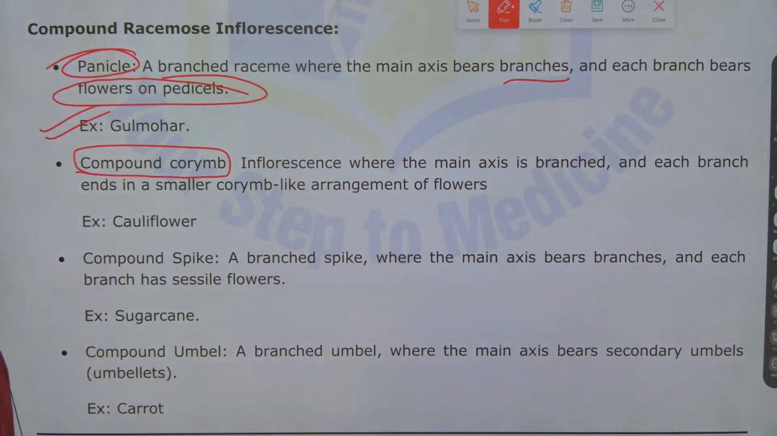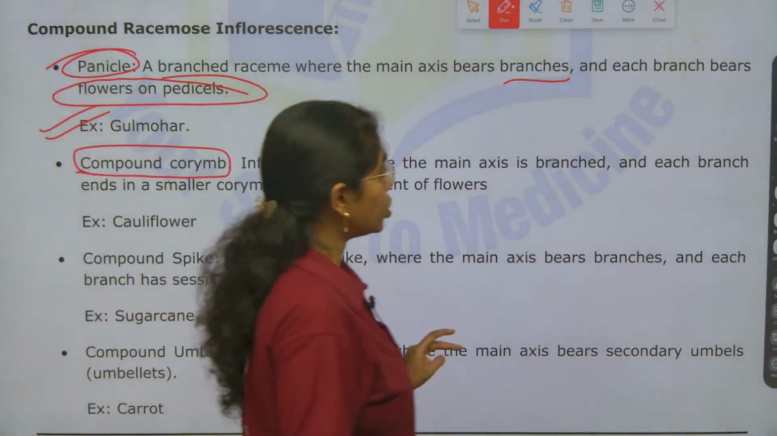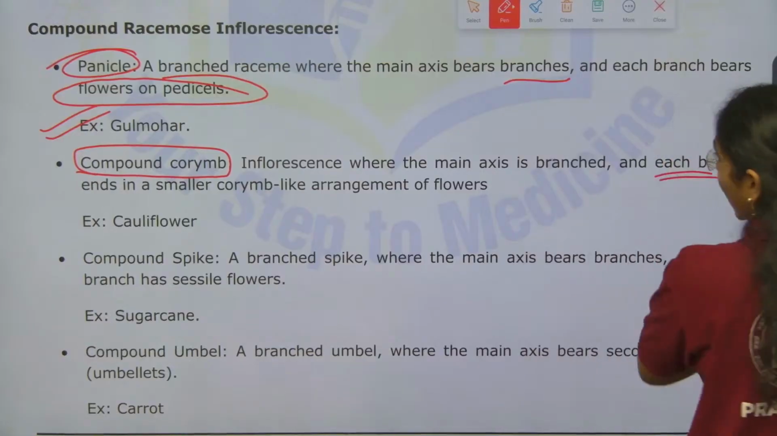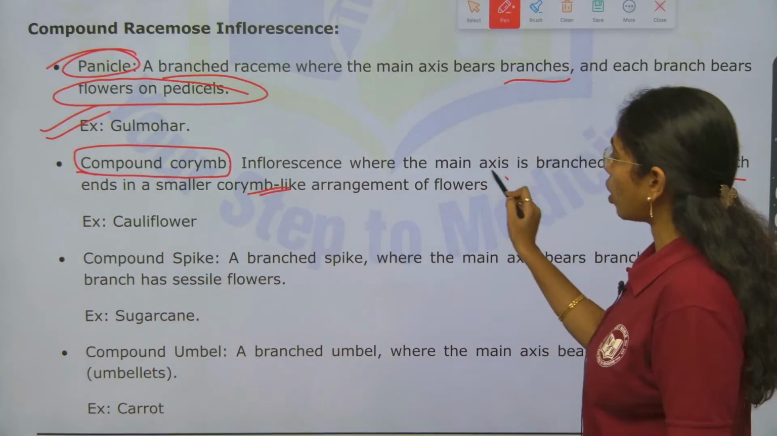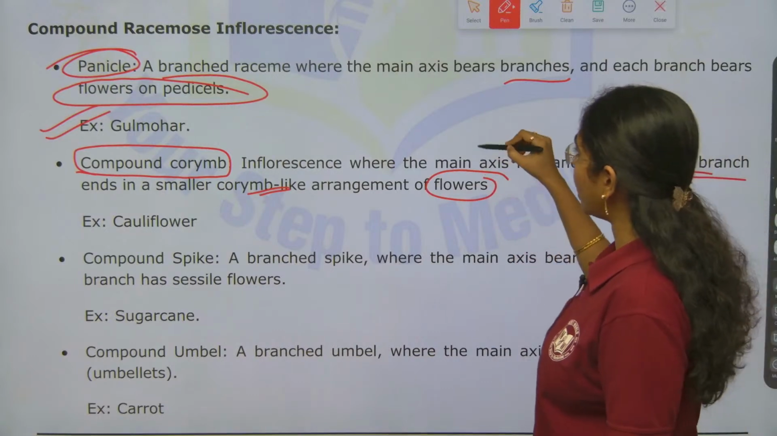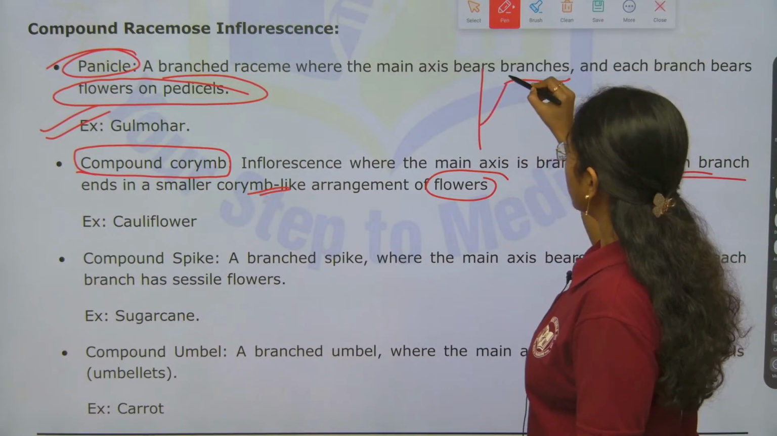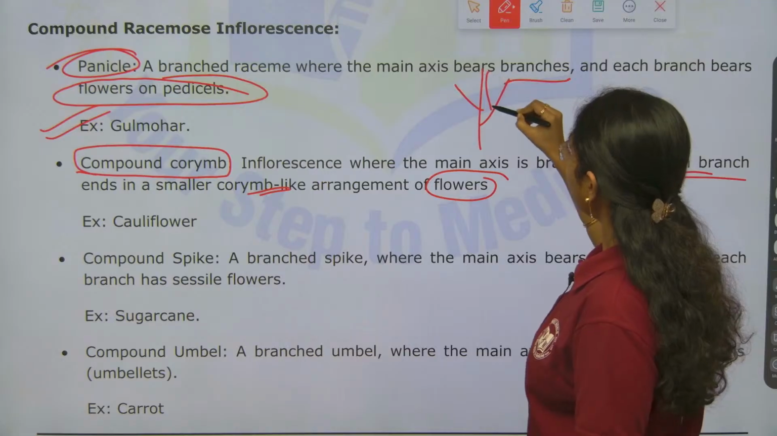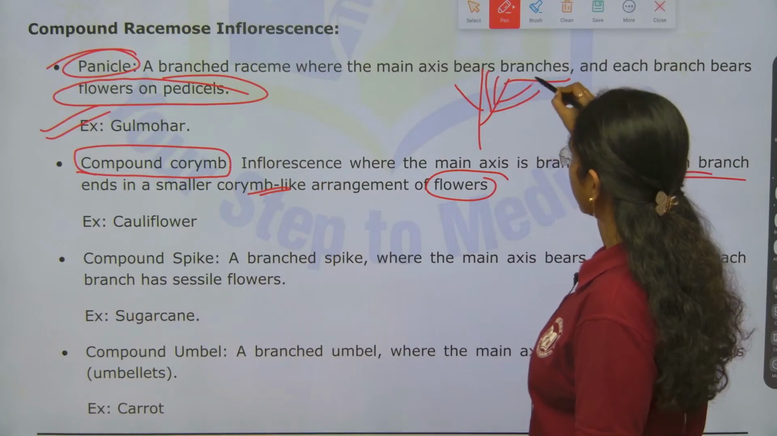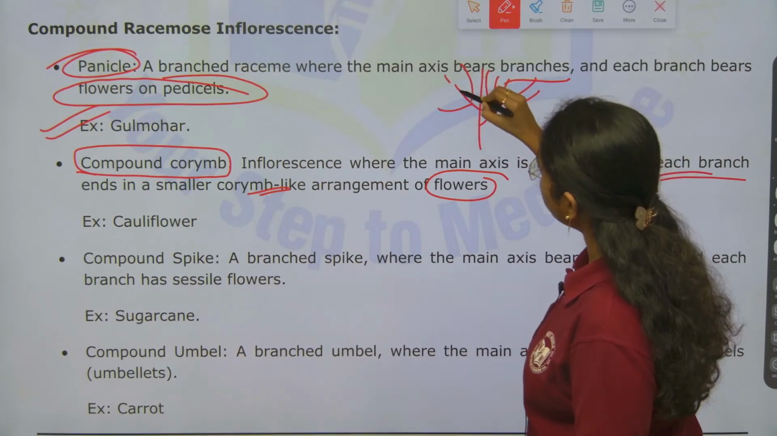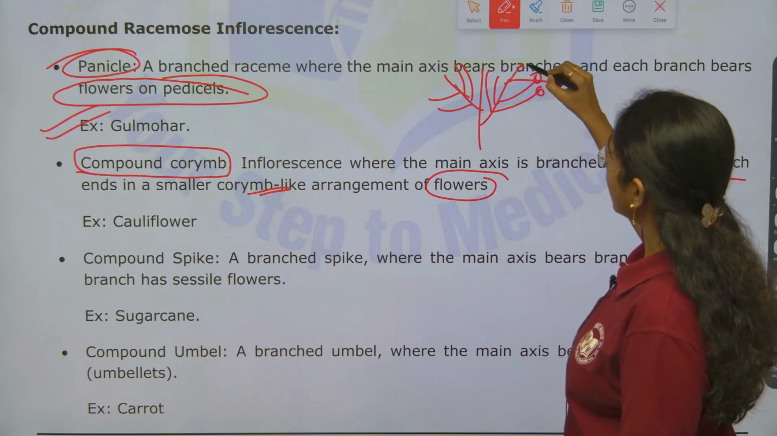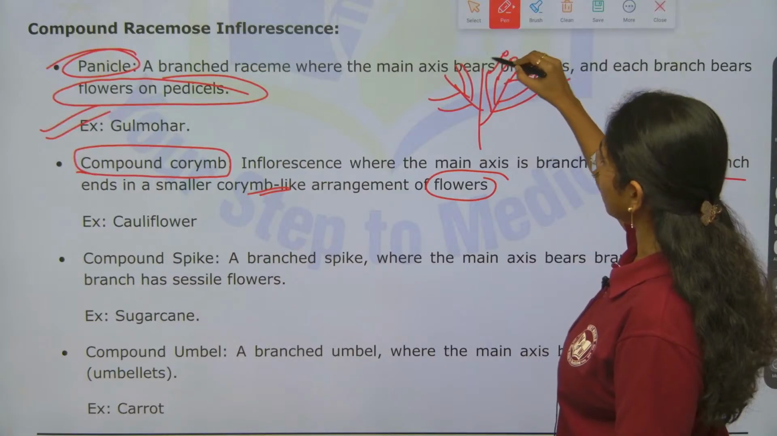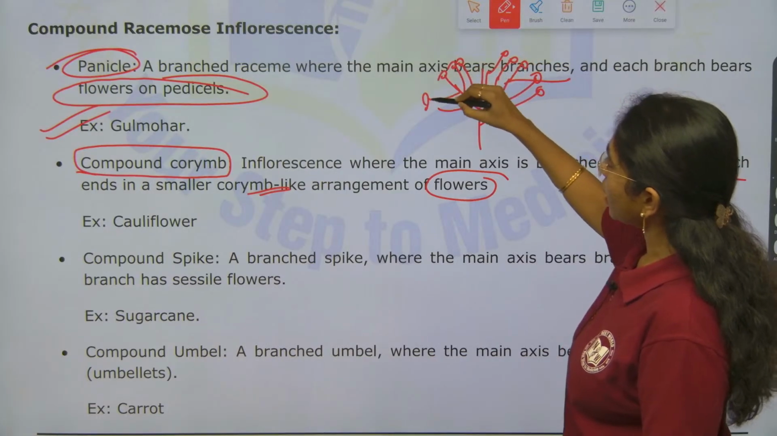Next, compound corymb. Here inflorescence where the main axis is branched and each branch ends in a smaller corymb-like arrangement of the flowers. Each branch will end like here if you see, yeah, they will end up at the same height, and here also they will end up at the same height with varied pedicels. This is called as what? Compound corymb. Fine, right, ma?